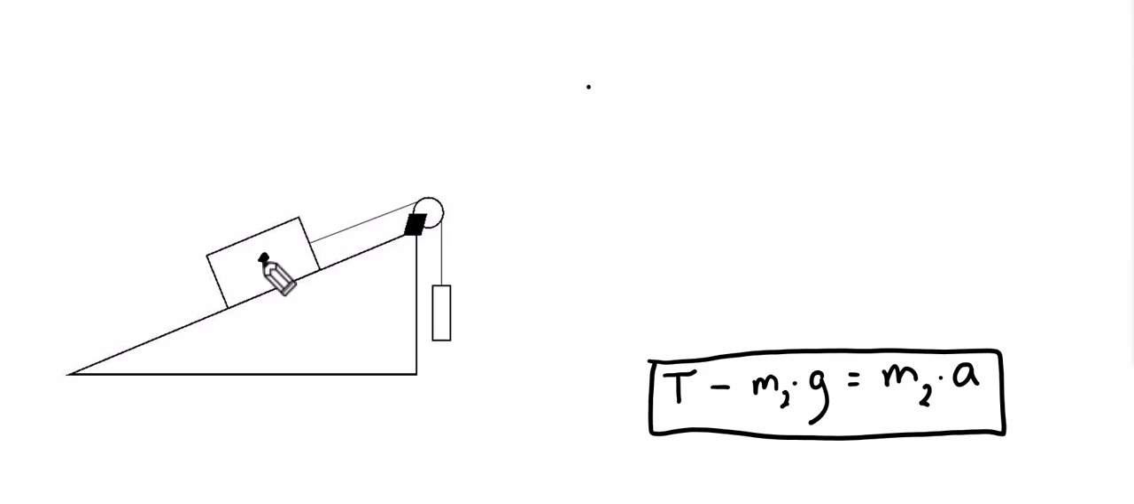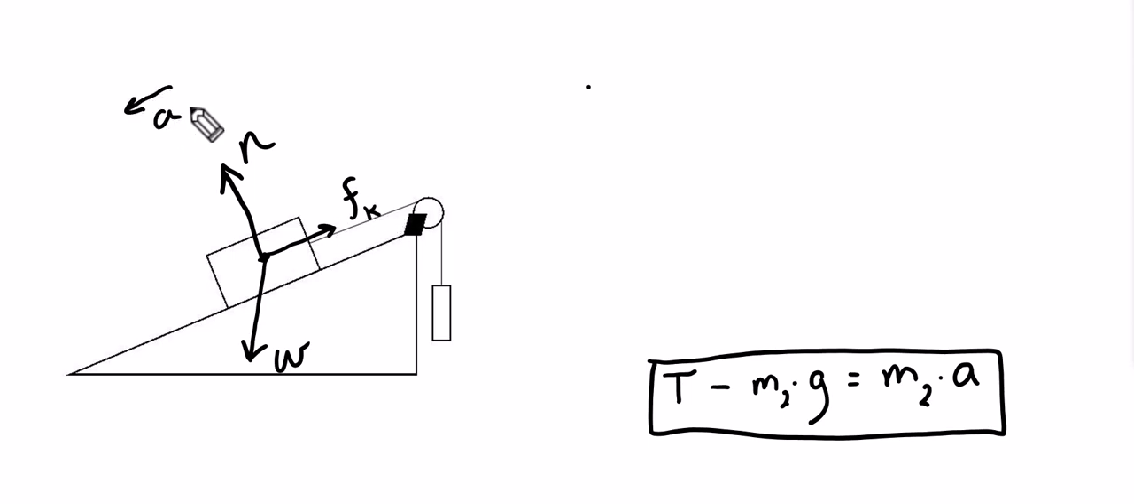For M1, we have, of course, the weight going straight down. The normal force is perpendicular, and do your best to try to draw the same length as the weight. They are obviously on a different angle, but they should be the same length. I have a kinetic friction going this way, and it's only going this way because I'm assuming that the acceleration is going in this direction, right? We made the assumption that this one is going up, so therefore this one must be going down.